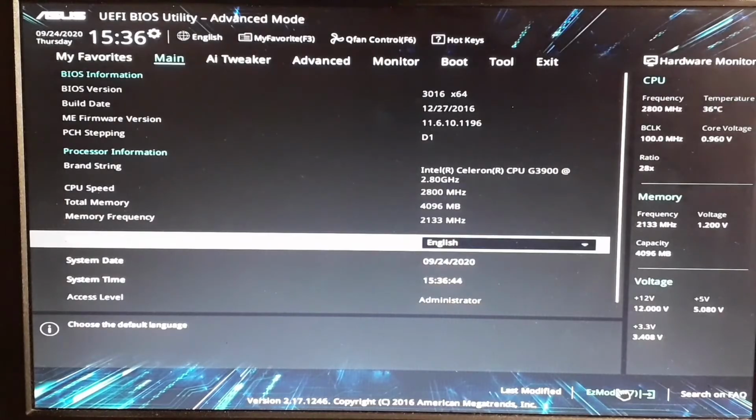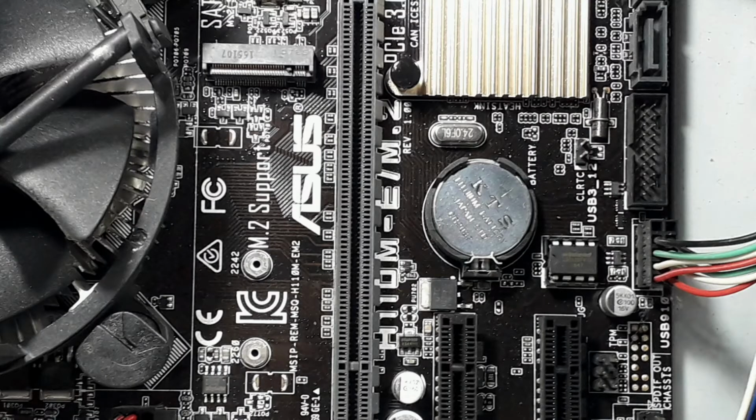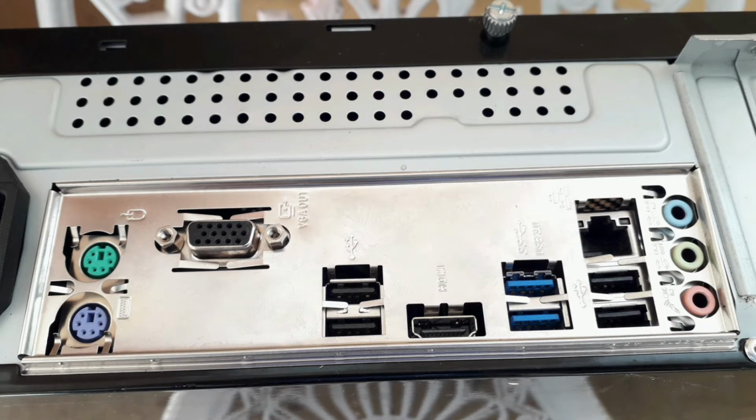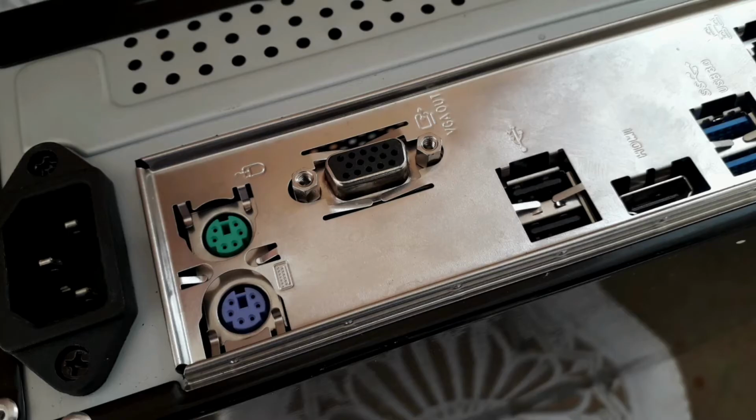So, I did have fun with the BIOS. As you can see, the motherboard is not bad. Supports M.2. I also have some USB. I'll be all right.